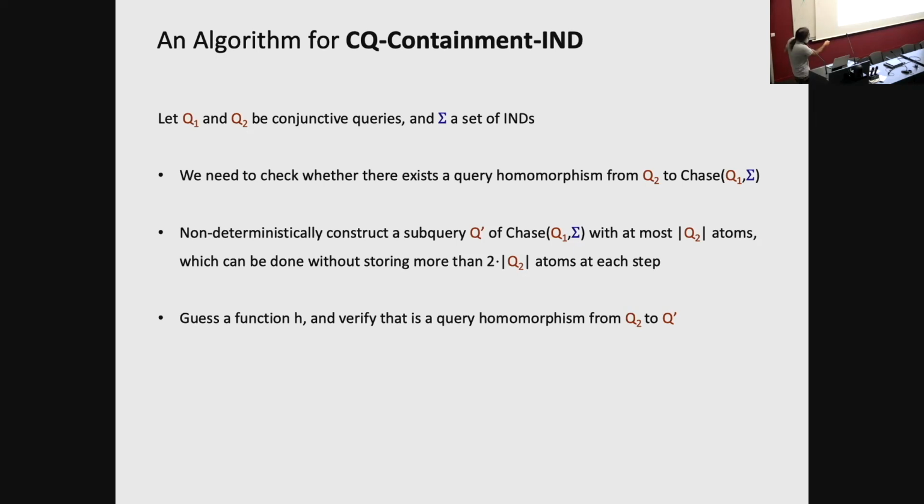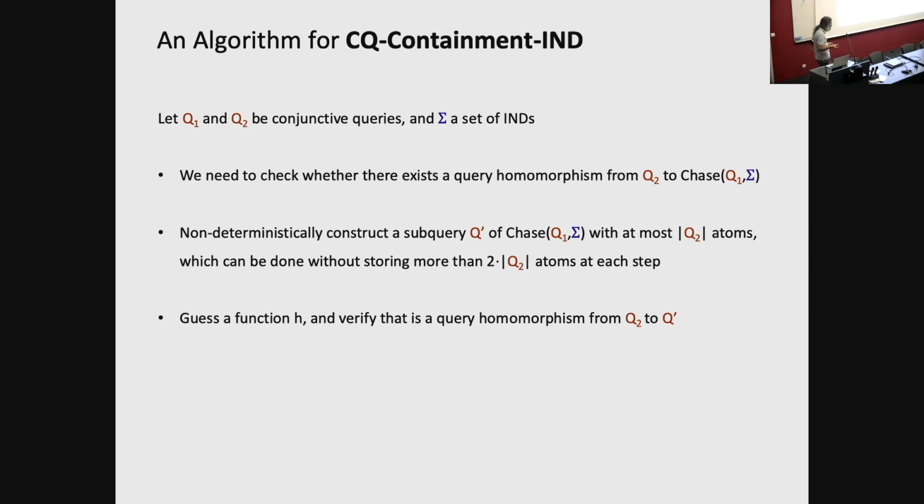So non-deterministically, we can construct essentially a subquery, Q prime, of this transform query with at most |Q2| atoms. This notation refers to the number of atoms in the body of Q2. So we don't really need more than |Q2| atoms in order to check whether Q2 is mapped to the transform query. And this can be done without storing more than 2 times this number of atoms. Similar in spirit with what we did for implication, but now for this number of atoms.